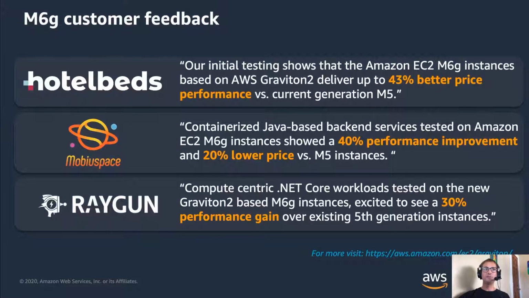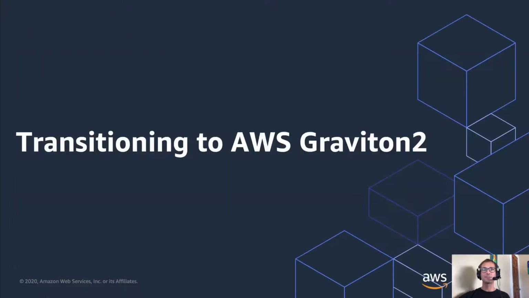We also received customer feedback for different types of workload. Here you can see a couple of feedback regarding Java-based workload, for example, from Mobius Space. Those guys are running a Java-based backend service. And switching to M6G, they got a 30% performance improvement compared to their previous setup using M5 instances.